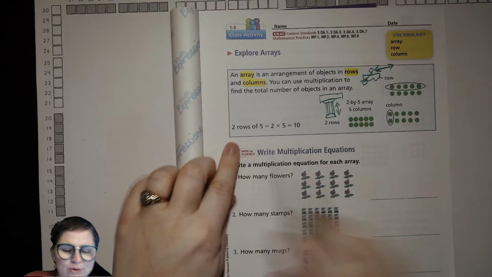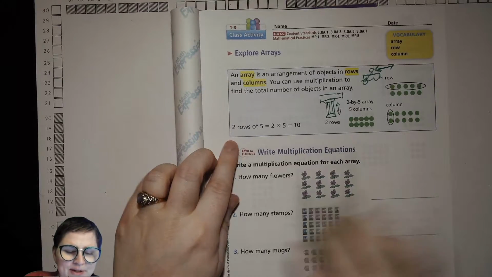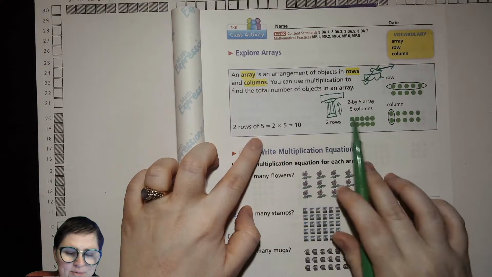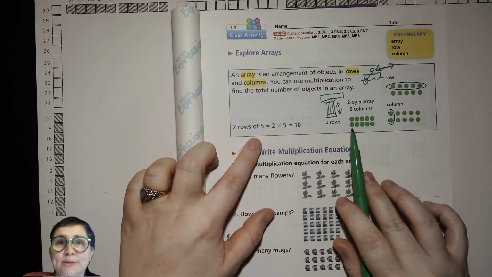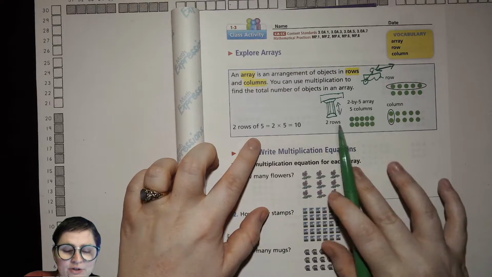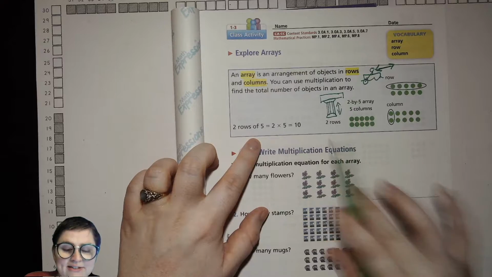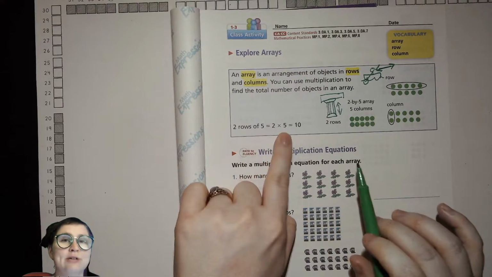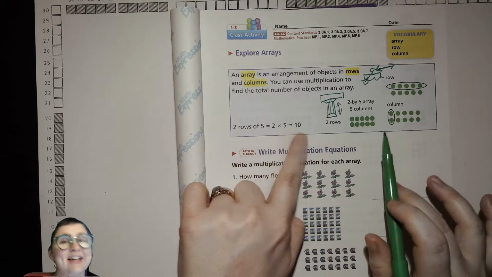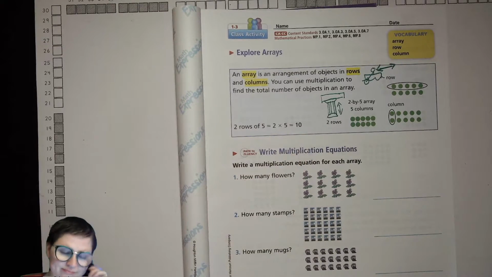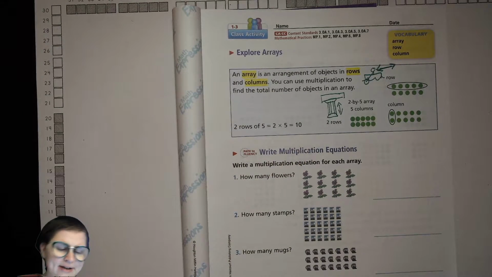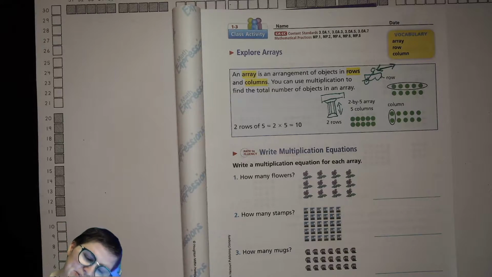Here we have 2 rows, row number 1, row number 2, of 5. So 1, 2, 3, 4, 5. This one also has 1, 2, 3, 4, 5. 2 rows, 5 columns. The 2 by 5 array, it is 2 times 5, and the total number of dots in that is 10. Okay. So now we're going to write a multiplication equation for each of these arrays.